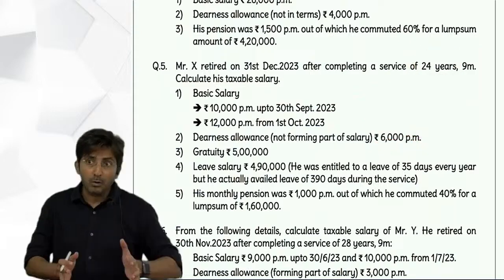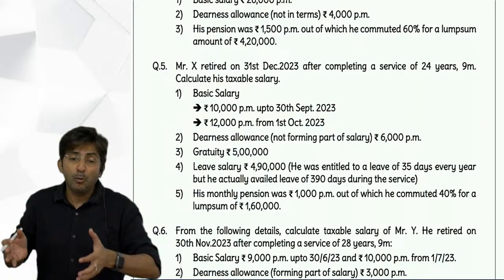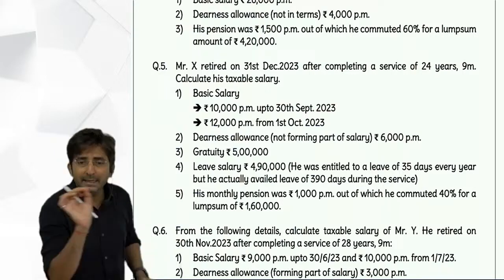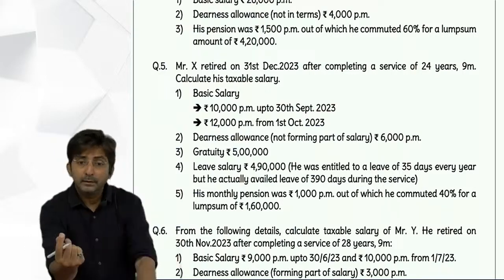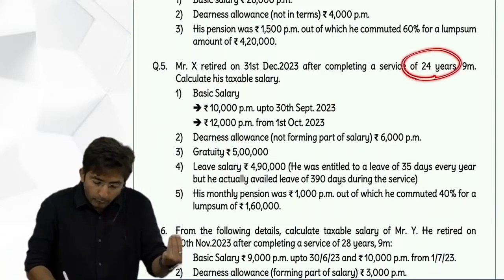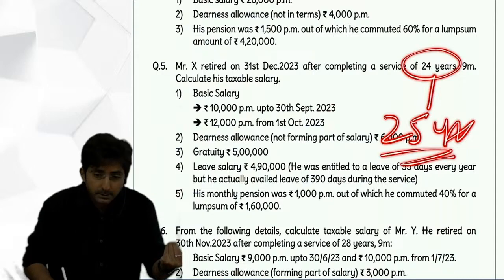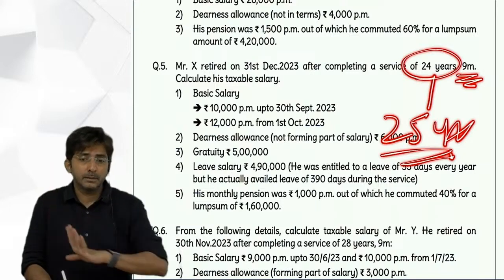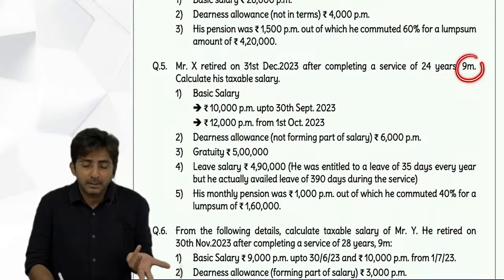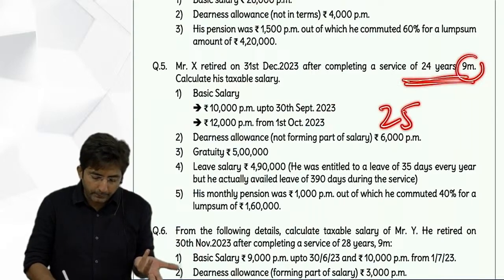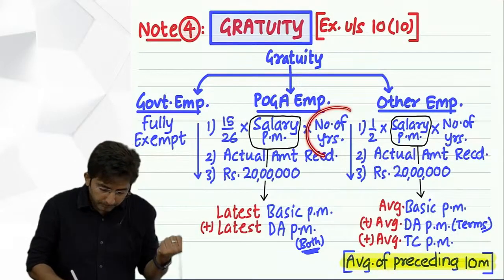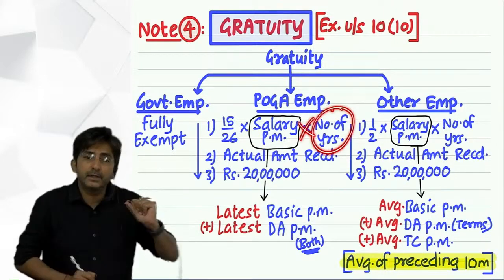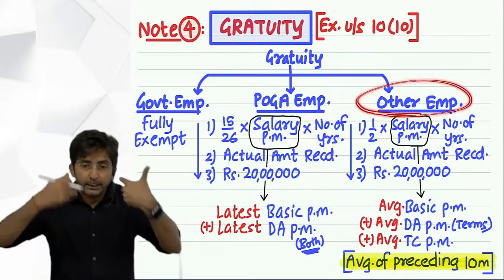Only if it is more, meaning above 6 months, even if it is just 1 day. Usually they don't give data in days, but in real life, if it is 6 months 1 day, so it is more, then this 24 will be rounded off to 25 years. But rounding off will be done only if the fraction is more than 6 months. So here it is 9 months, it is greater than 6 months, so you will round it off to 25 years. Means in the formula, what you will do? You have to multiply this year. You will multiply by 25 years. Okay. But in other employees, ignore the fraction.